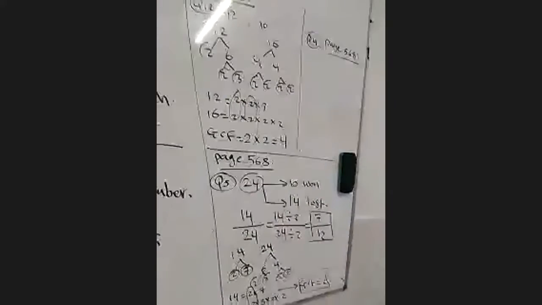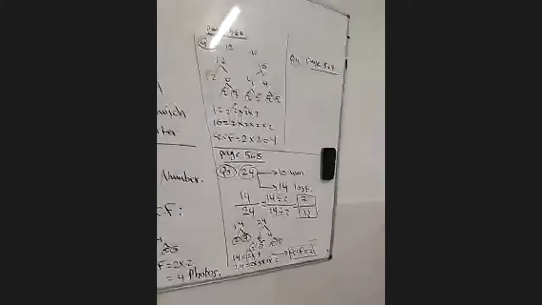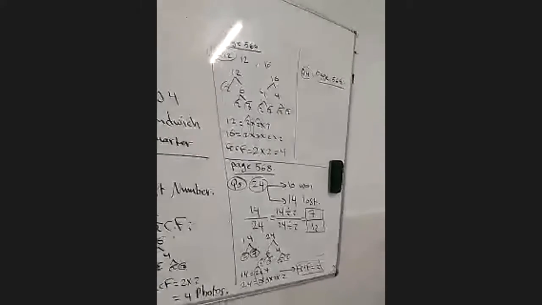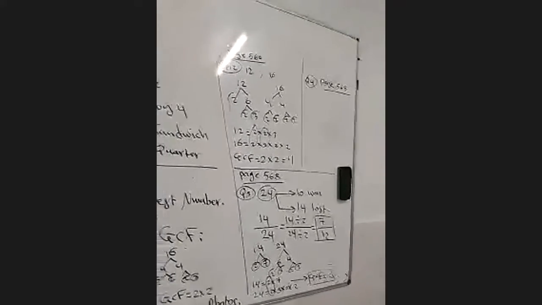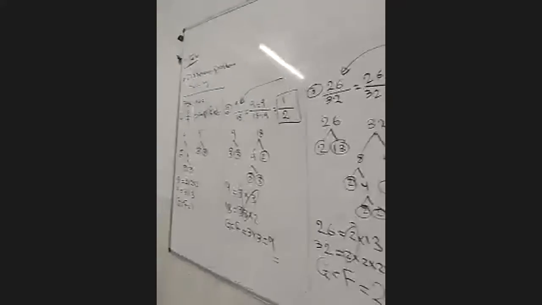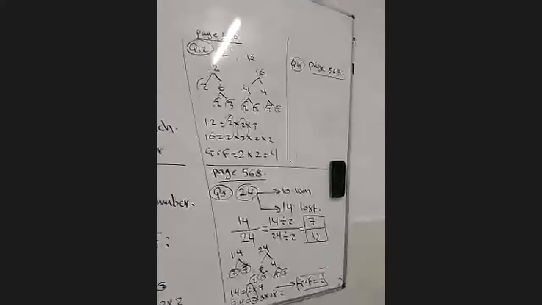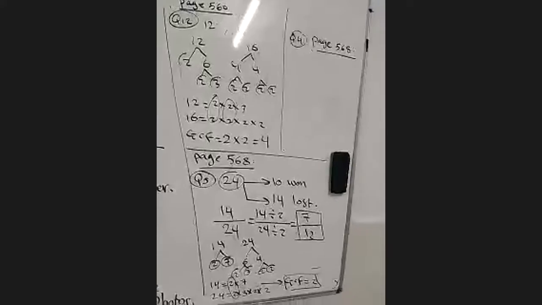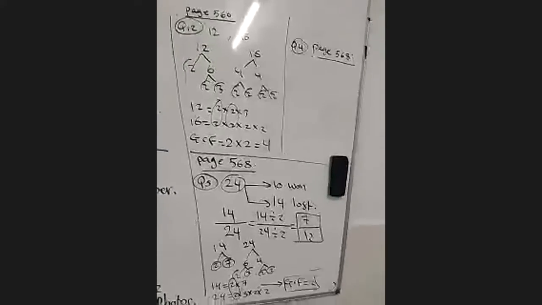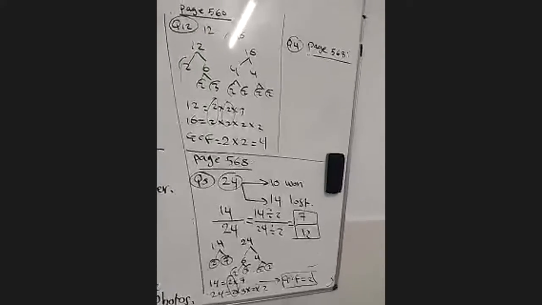I will go with Abdullah Ihab. Abdullah, do you understand everything here? Yes, alhamdulillah. Do you know how to find the simplest form? Yes. Good boy. Now we'll go to question 4, page 568, Abdullah. See it? Yes. Read.